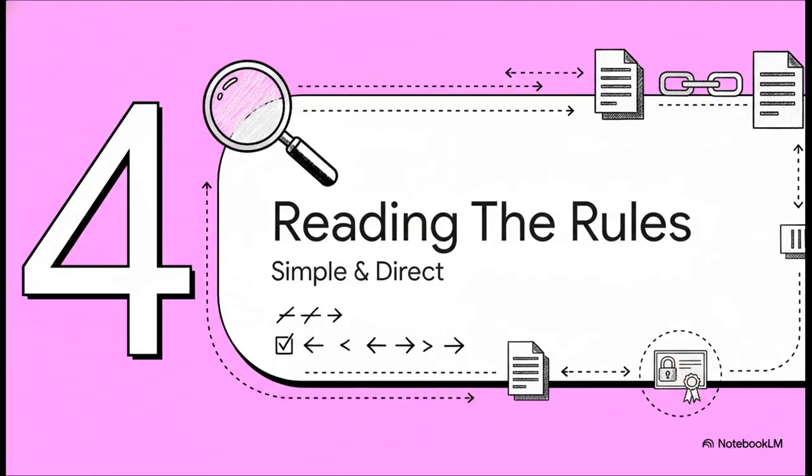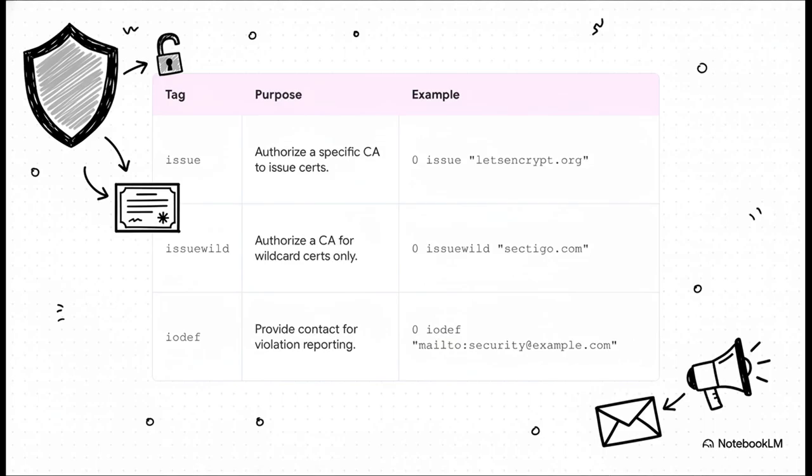Okay, so the CA found your list. Now it just has to read it. And the good news is the rules you can set are actually pretty straightforward. It all boils down to these three main tags. First, you've got issue. That's the most common one. It just says, this specific CA is allowed to issue certificates. Then there's issuewild, which, as the name suggests, is only for wildcard certs, the ones that cover *.example.com. And finally, there's iodef. That's basically a way to say, hey, if you see someone trying to break my rules, please send a report to this email address.